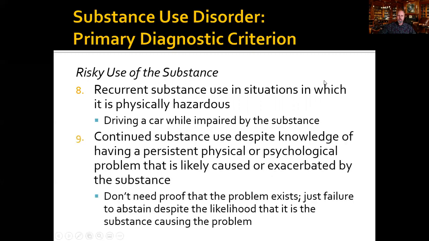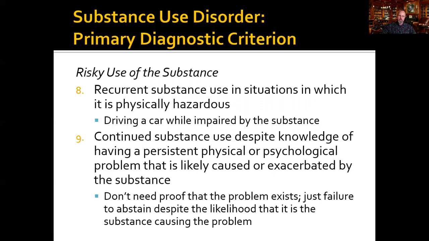The second criterion in the risky use of the substance category is continued substance use despite knowledge of having a persistent physical or psychological problem that is likely caused by or exacerbated by the substance. Out of all the criteria, I actually like this one the most.